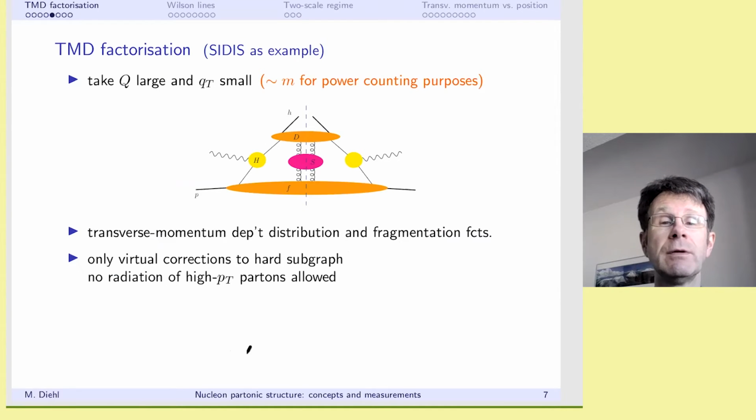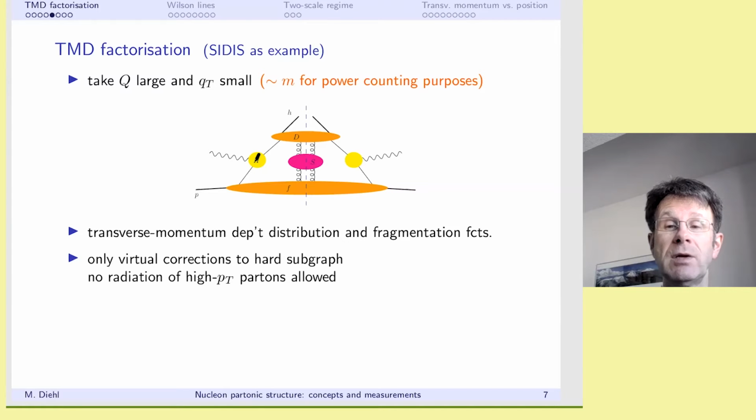So how does TMD factorization look in more detail? I'll take as an example semi-inclusive DIS. The discussion then can be generalized to the Drell-Yan process rather easily. So as I said, we take Q, the photon virtuality, large, and the measured QT small, of the same order as other small scales that we neglect, like the hadron masses. So we have transverse momentum dependent distribution and fragmentation functions. If you look at the hard scattering, it turns out you only have to consider virtual corrections. So this here is representing the sum over all graphs starting from the tree level and then dressed by vertex corrections. However, what you do not have is the emission of hard partons into the final state, which you would have in ordinary factorization. Why do you not have that here?